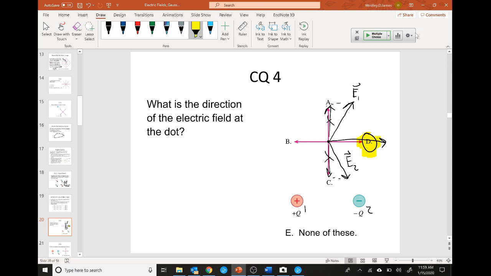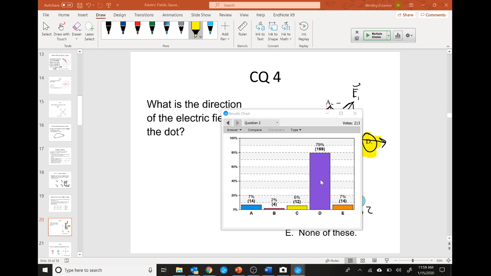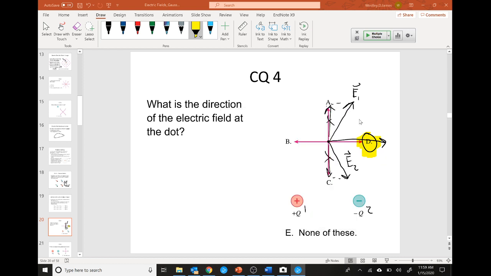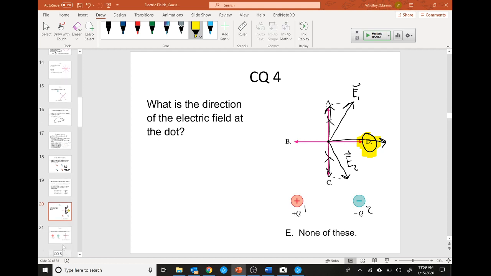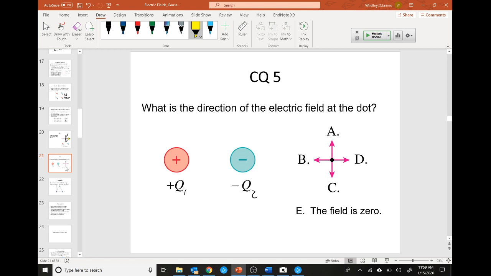Again, pretty much all of you got it. A few people did not, and that's okay. Just please make certain you review this. If you got the wrong answer, make certain you understand why. Work through it.